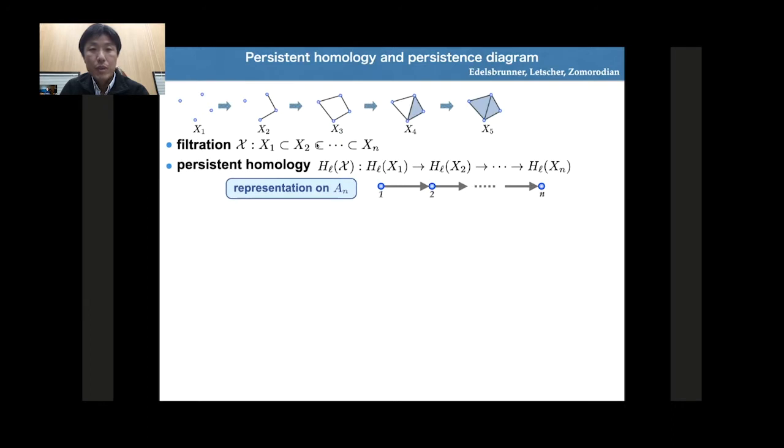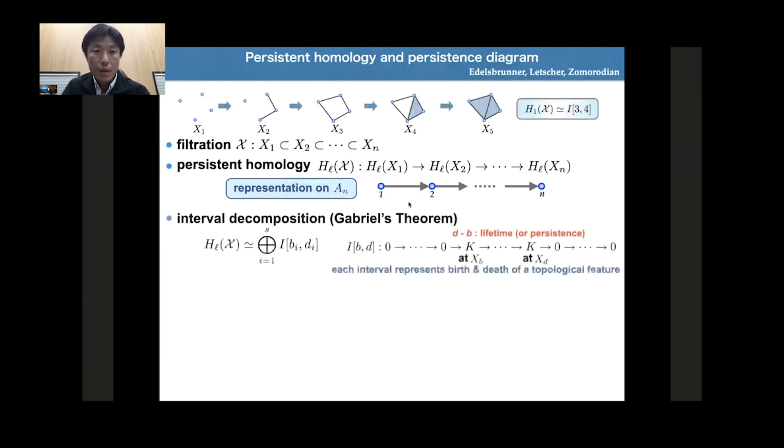Suppose we have a filtration of topological spaces from X1 to Xn. Then persistent homology is defined by the series of vector spaces given by the homology vector spaces with field coefficient and the linear maps between them induced from the inclusion maps. From the viewpoint of quiver representation, it can be regarded as a representation on an n-type quiver. Then we have a nice property called the interval decomposition property. It means that under a mild condition, any persistent homology can be uniquely decomposed into the direct sum of interval representations.